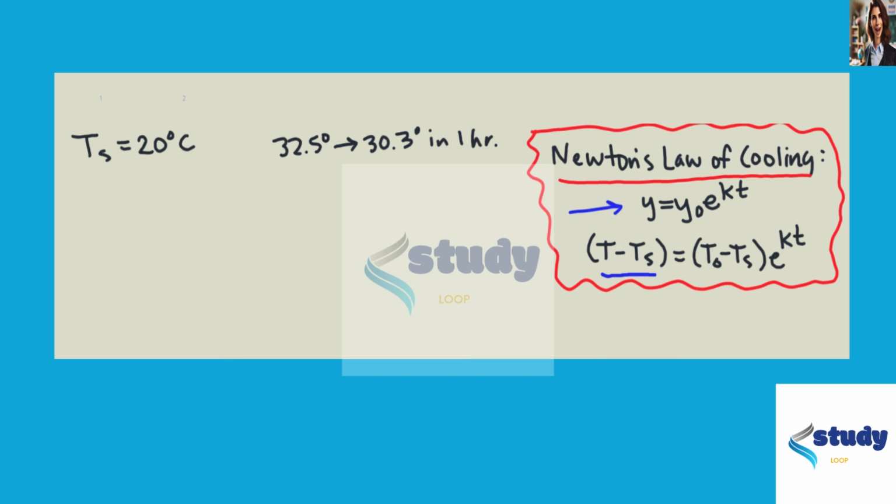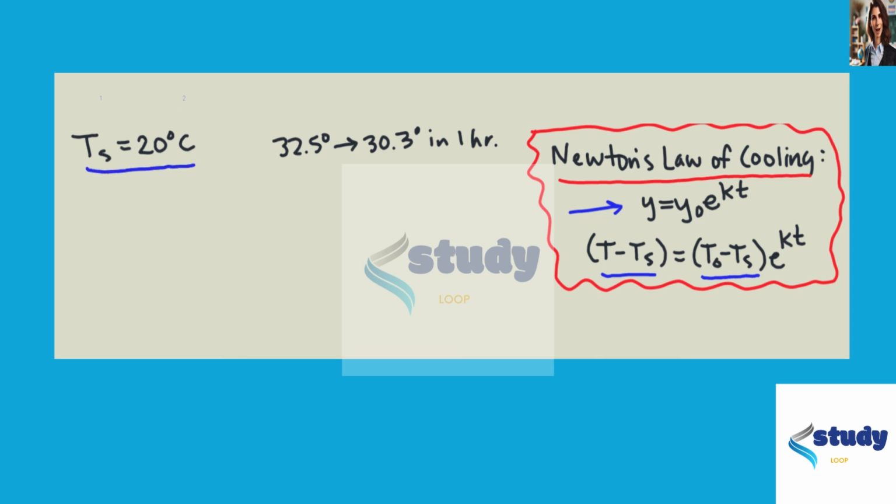And we can replace y for this particular kind of application with T minus T sub s, where T is the final temperature of the object, T sub s is the temperature of the surroundings. And we can replace y naught with T naught minus T sub s. T naught is the initial temperature of the object, and T sub s is still the temperature of the surroundings.